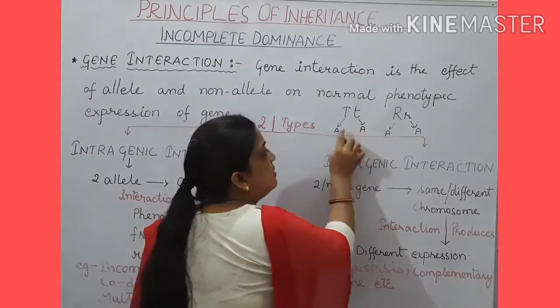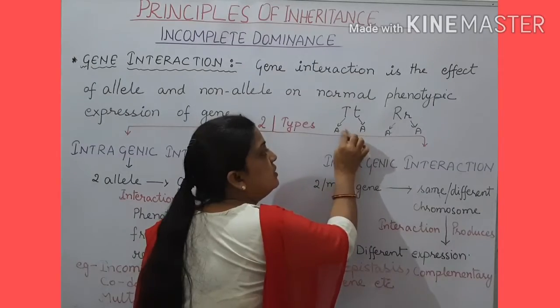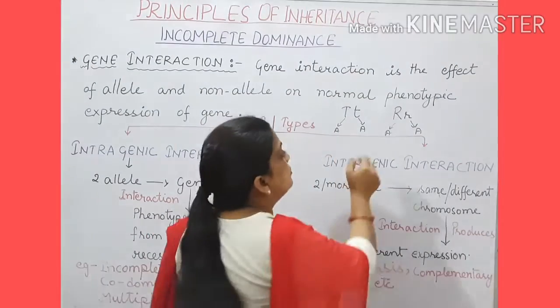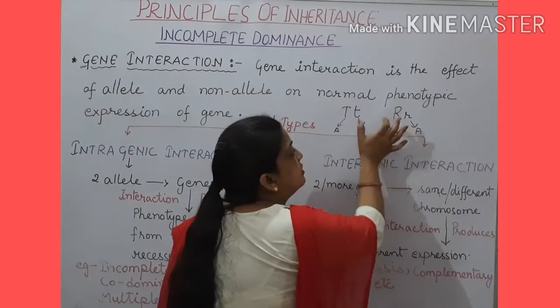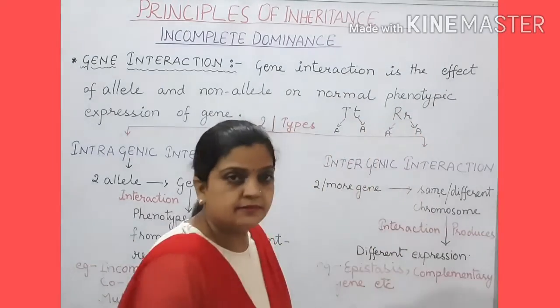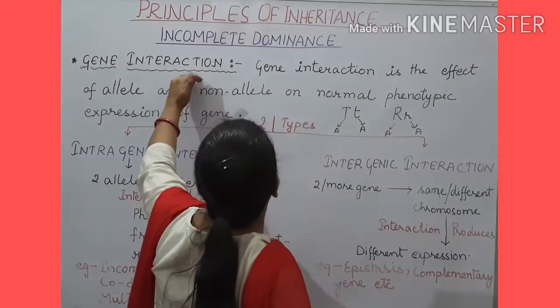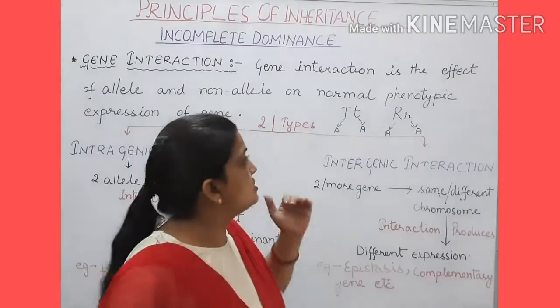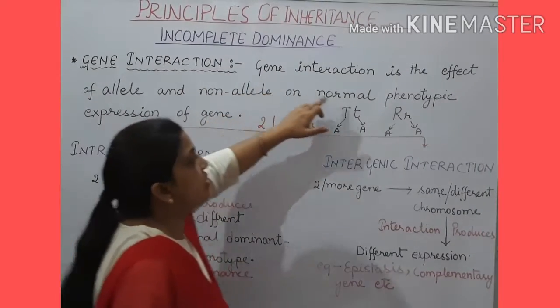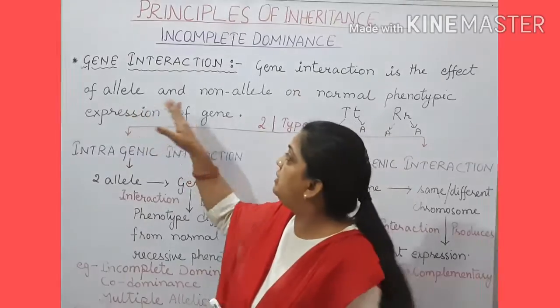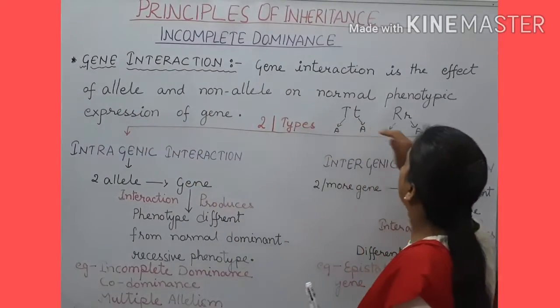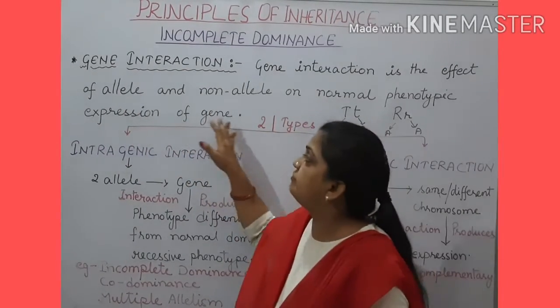So either the alleles are communicating in between them, or the alleles are communicating differently between two different characters. So that is what gene interaction means. So what does gene interaction mean? Gene interaction is the effect of allele and non-allele on normal phenotypic expression of a gene.